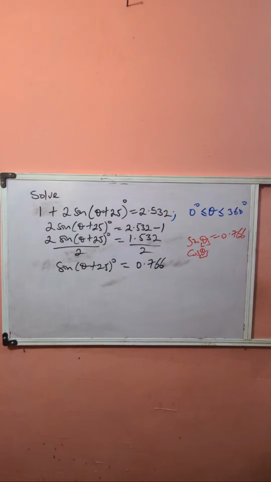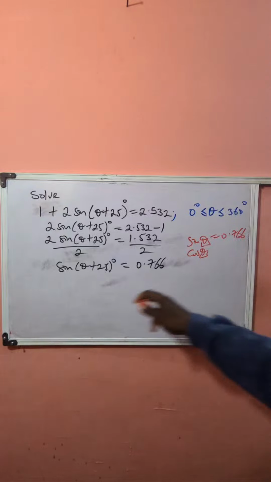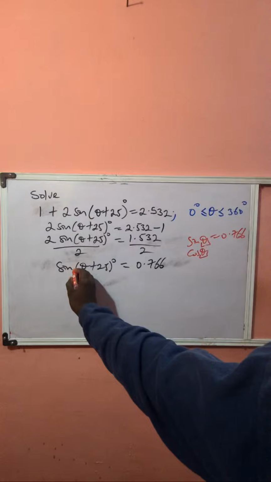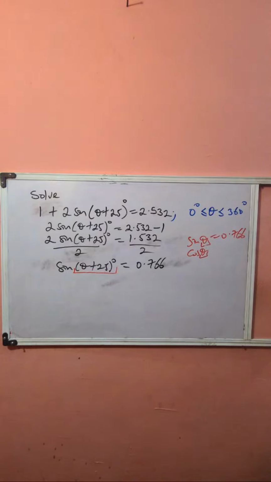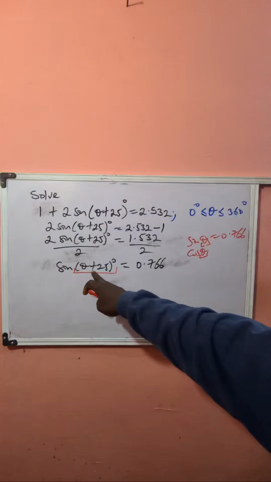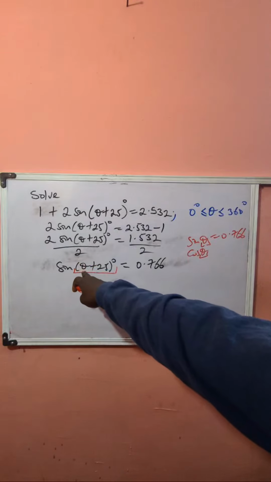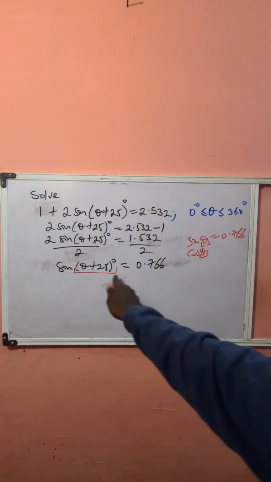But in this case, you are told that the angle is not just theta. So theta here is not what you are going to call the angle. This whole thing is the angle. You need to be mindful of that. The angle is not theta alone in this case. So don't isolate theta from this place. You cannot isolate theta here because this is the whole angle.